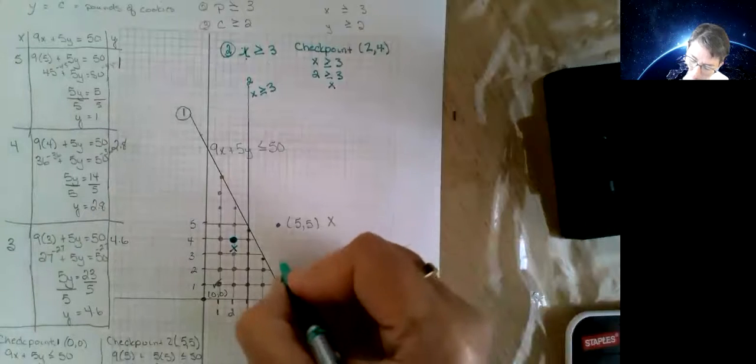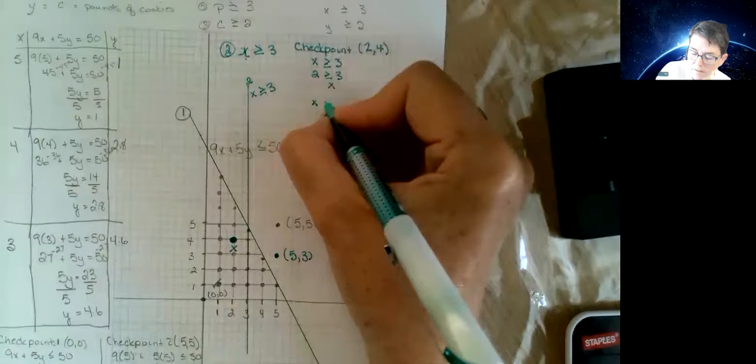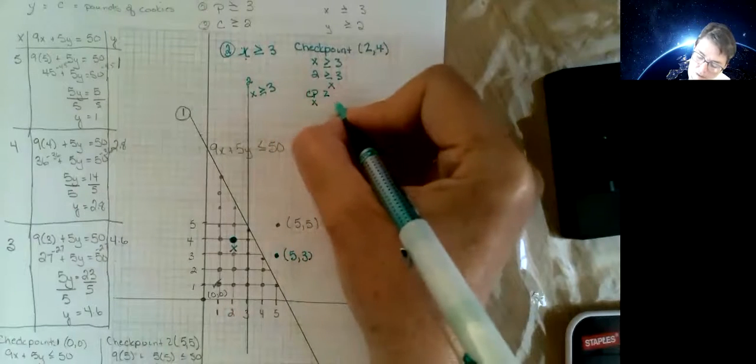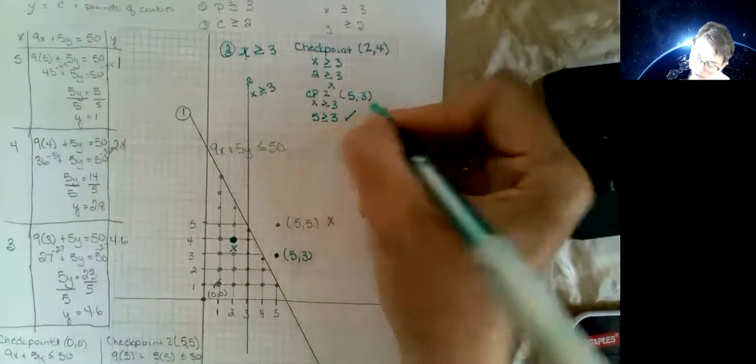So let's pick one on the other side. 5 by 3. CP2. I'm getting tired of writing checkpoint. And we're going to do 5 and 3. So x is greater than or equal to 3. So 5 is greater than or equal to 3. And that part is right. So this side is cool.